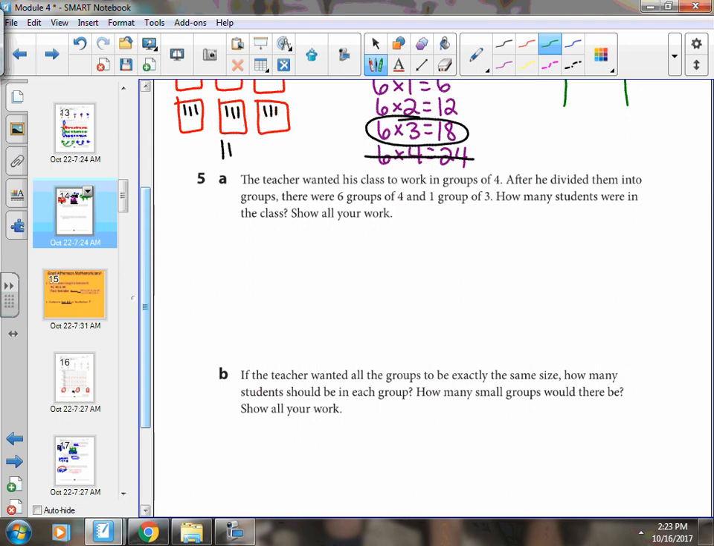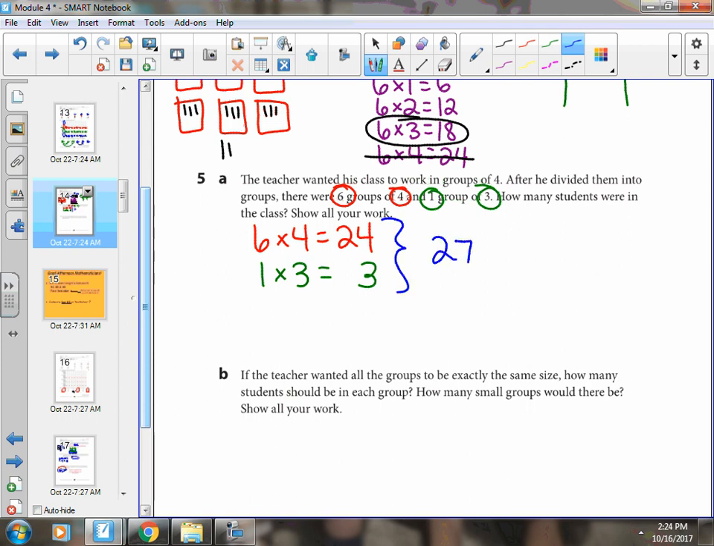The teacher wanted his class to work in groups of 4. After he divided them into groups, there were 6 groups of 4. 6 groups with 4 kids each. That's 24 kids. And 1 group of 3. 1 group with 3 kids. That's 3 kids. How many students were in the class? So 24 plus 3 kids would be 27 kids. 27 students. You could draw a picture as well.